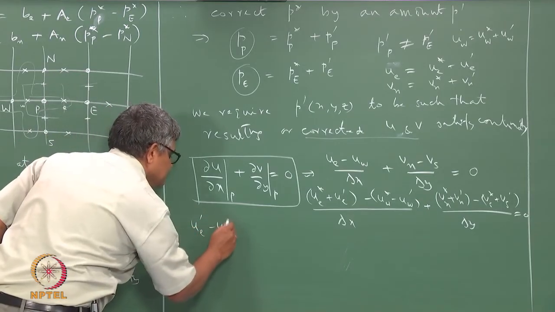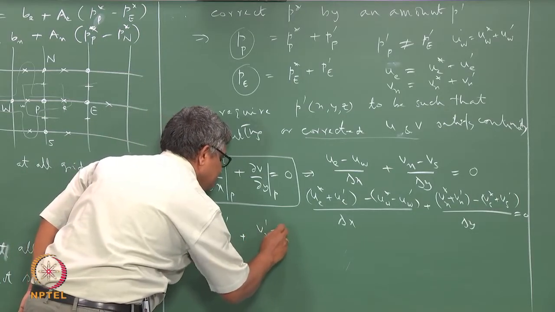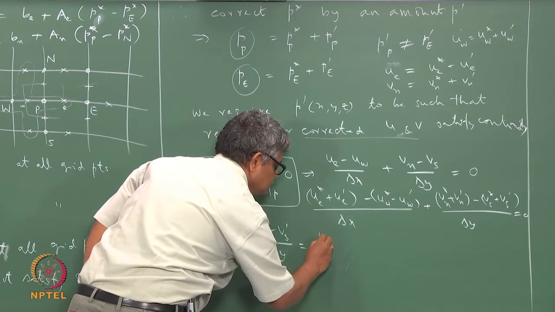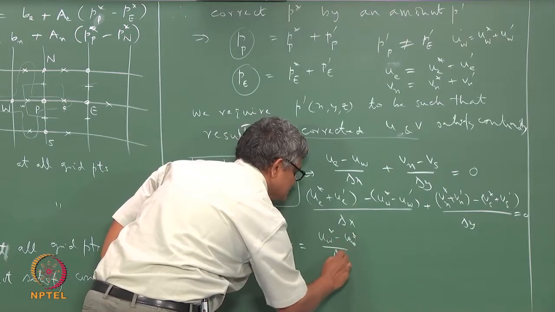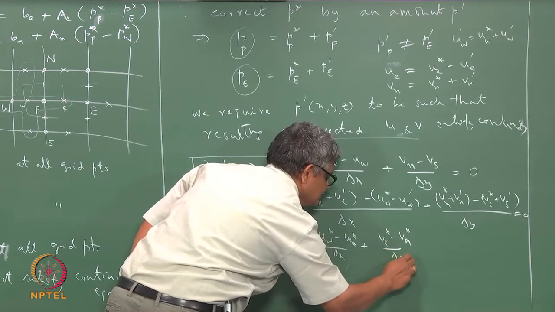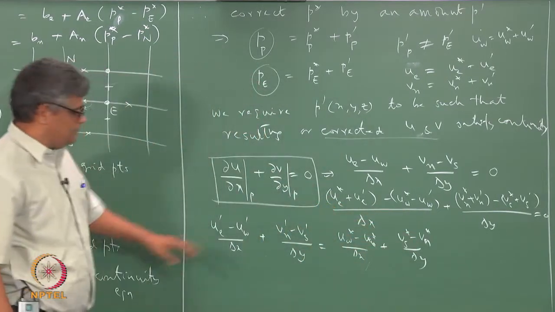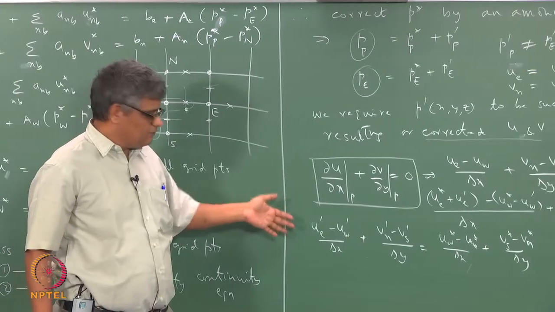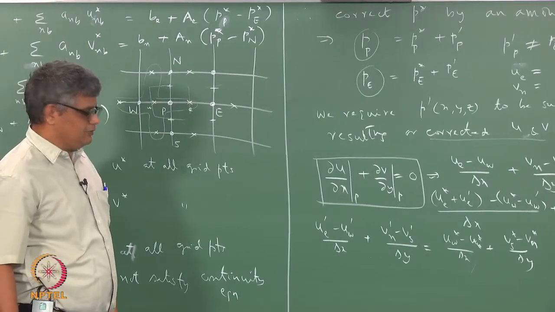ue prime minus uw prime by delta x plus vn prime minus vs prime by delta y is equal to, for example, uw star minus ue star by delta x plus vs star minus vn star by delta y. Okay, so we have taken the starred quantities which are known onto the right hand side. So here we have got a different form of the continuity equation, which is still not useful for us because this won't help us solve for v prime and u prime.